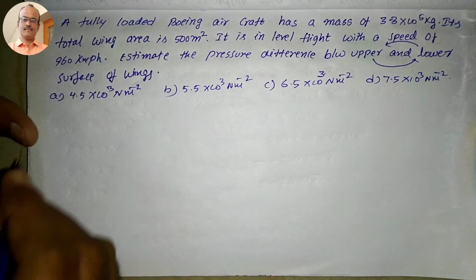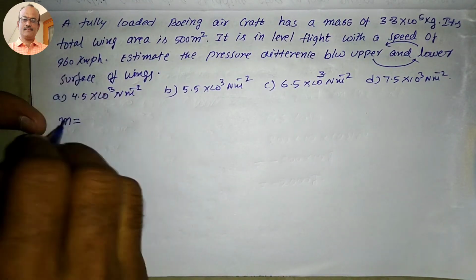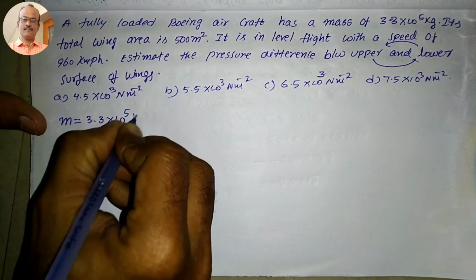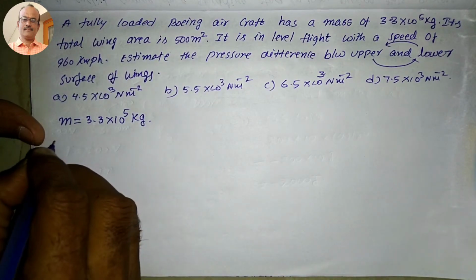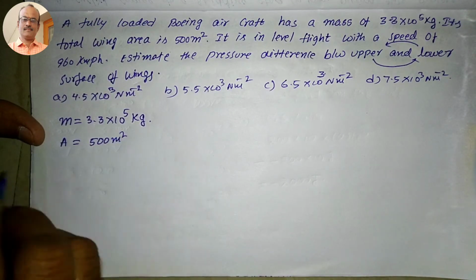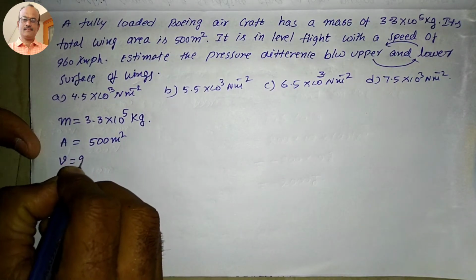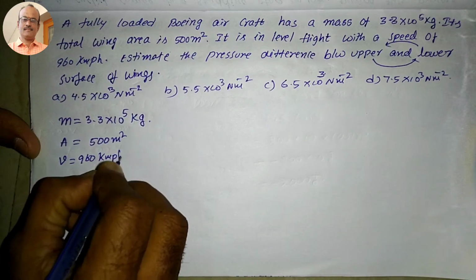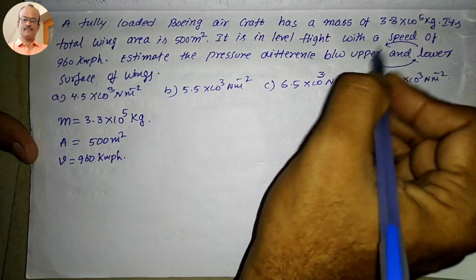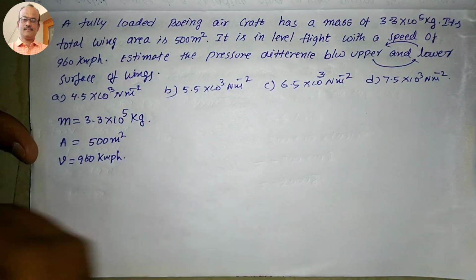So one thing we have to remember here, what is given first we will write. M, that means mass of the aircraft, is 3.3 × 10^5 kilograms, and area of the wing is 500 m². It is in level flight with a speed of 960 km per hour. Estimate the pressure difference between lower and upper surfaces. I put the arrows as given in the textbook: lower here, upper here. So that's why lower and upper surface of the wings.